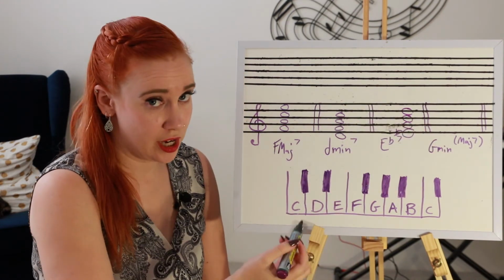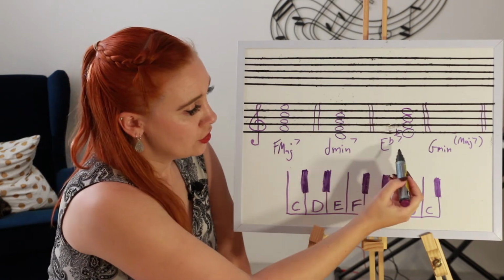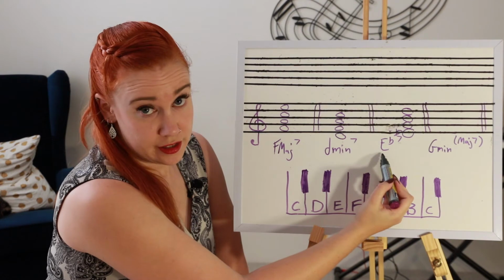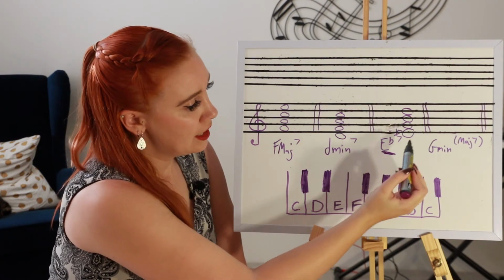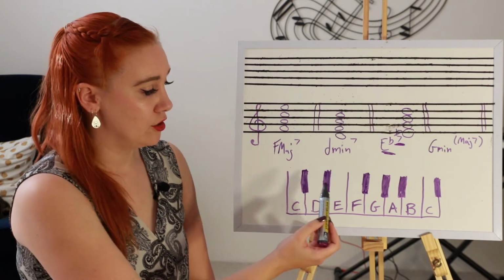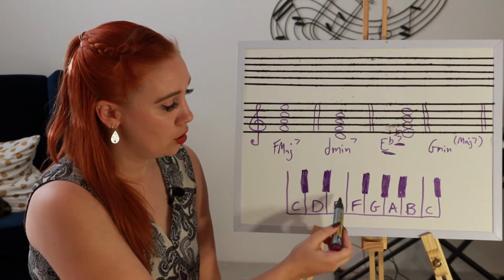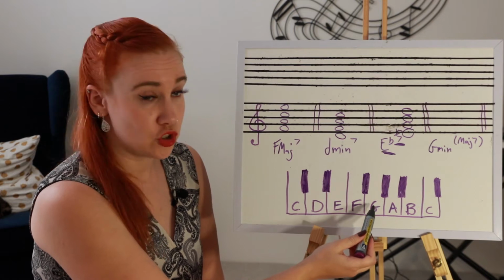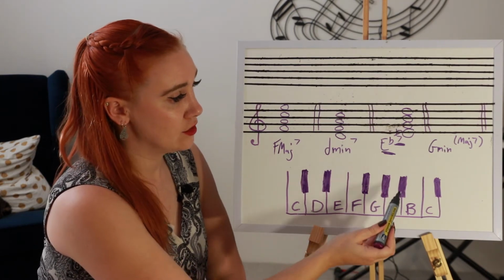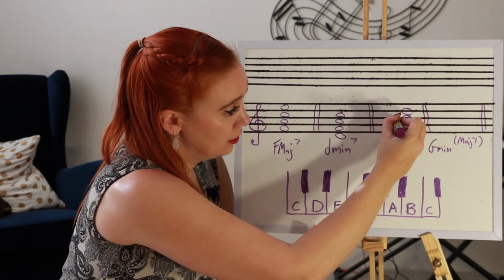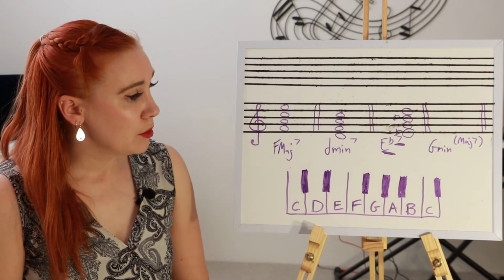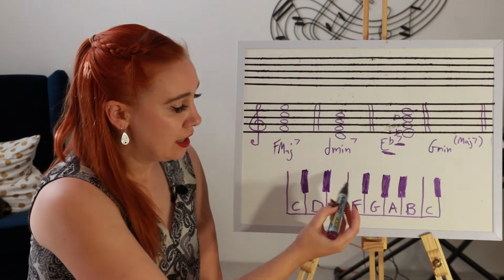Okay, drawing our triad and our 7th. So remember, E flat 7, our triad is major and our 7th is minor. So major triad, 1, 2, 3, 4 to G, and 1, 2, 3 to B flat. So we need to add a B flat in there because our G was already there.